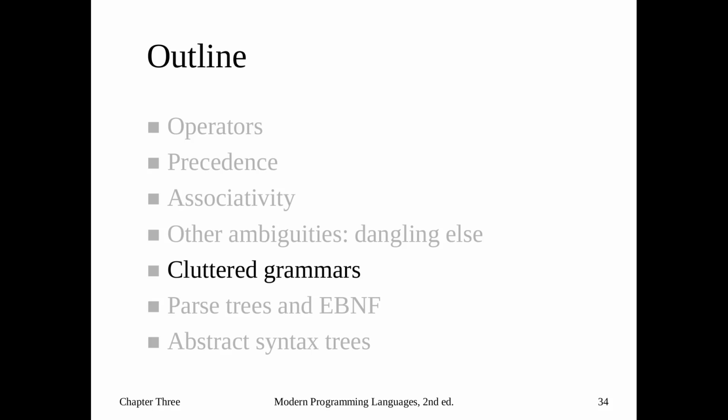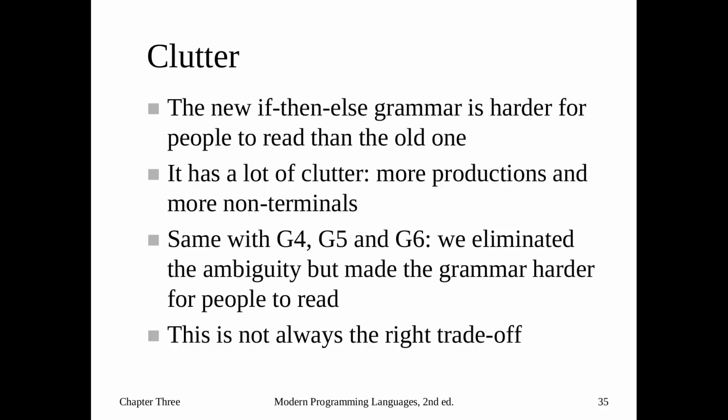So now, we just got done talking about how we handled the dangling else problem, and now we're going to move on to the cluttered grammars issue. The new if then else grammar that we looked at, we identified would be harder for people to read than the old one. It also has a lot of clutter going on. It has extra productions, a whole bunch more non-terminals, and we can actually argue that in the previous grammars G4, 5, and 6, we eliminated ambiguity but made the grammar harder for people to read.